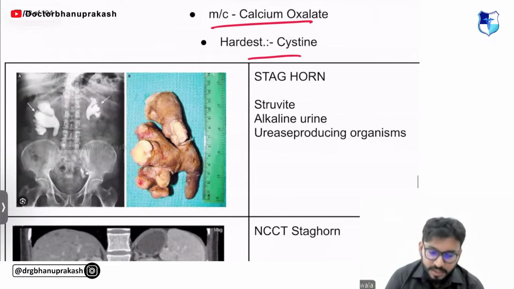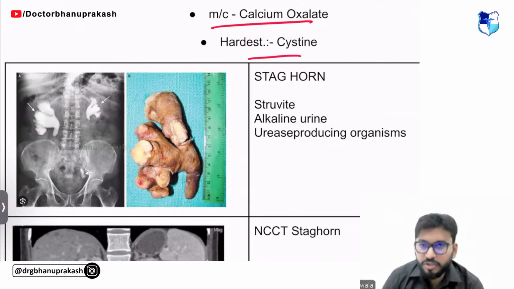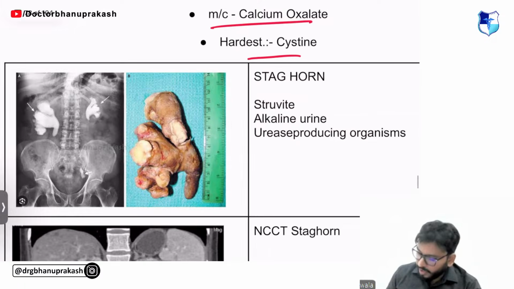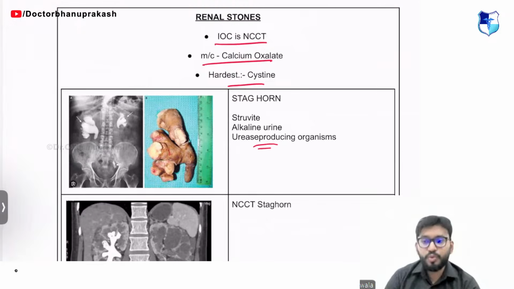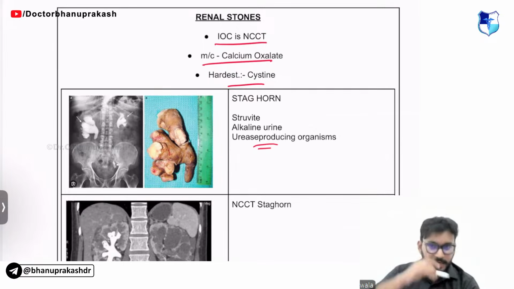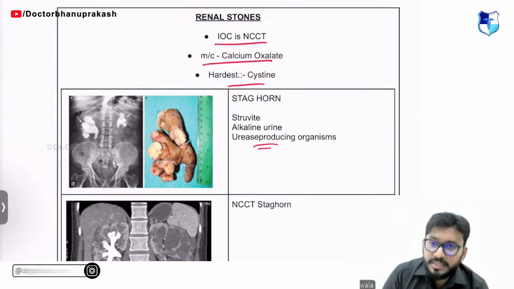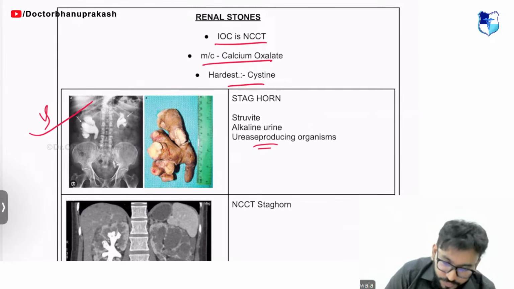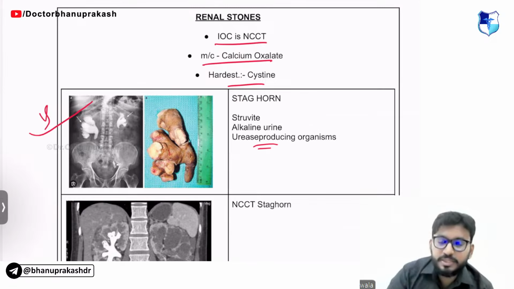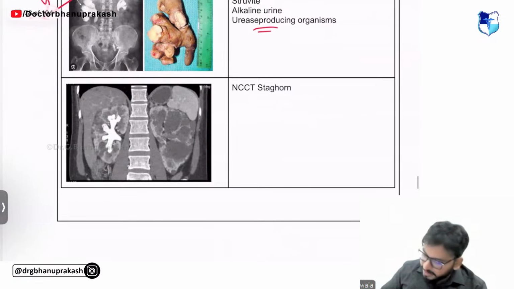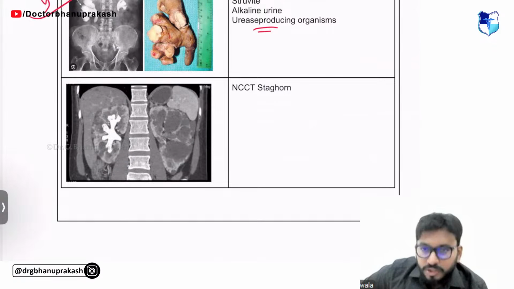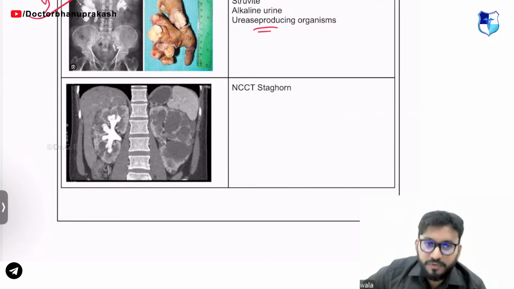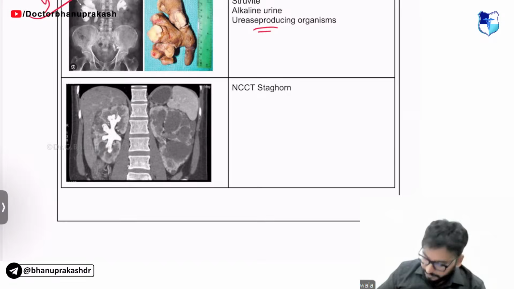Look at this, the staghorn. Have you seen the stag horns on the animal? This represents the stag horns, the staghorn calculus made of struvite, which precipitates in alkaline urine. It is seen because of urease producing organisms like Proteus and Klebsiella. Remember, guys, this is an important part. This is your staghorn calculus. NCCT, again, I told you, for all stones except gallstones, the investigation of choice has to be NCCT.